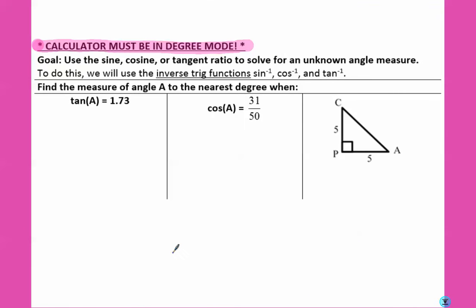So, to find the measure of angle A, we need to use the inverse trig buttons, which are sine inverse, cosine inverse, tangent inverse. If you think back to math that you already know how to do, the inverse of multiplication is division. The inverse of adding is subtracting. So the inverse of tangent is just tangent inverse, this little symbol here. If we want to get A by itself and find out what it's equal to, A would equal the tangent inverse of 1.73.